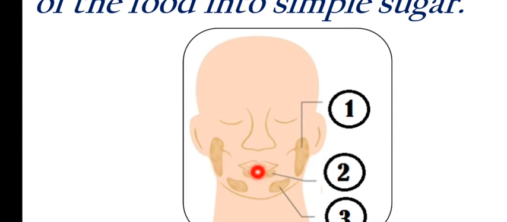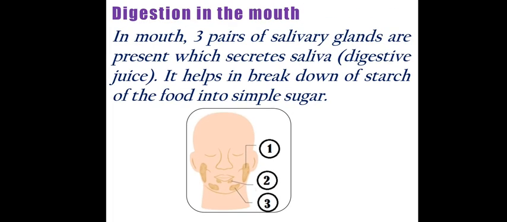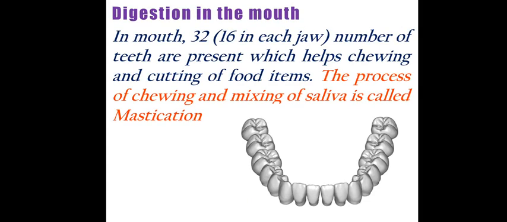Then this is the gland present just below our tongue, so it is the second pair, and this is the third pair, which is just present below our lower jaw. So these are the various locations of the glands present in our mouth. These are salivary glands, which release saliva. Saliva is going to digest the starch material.